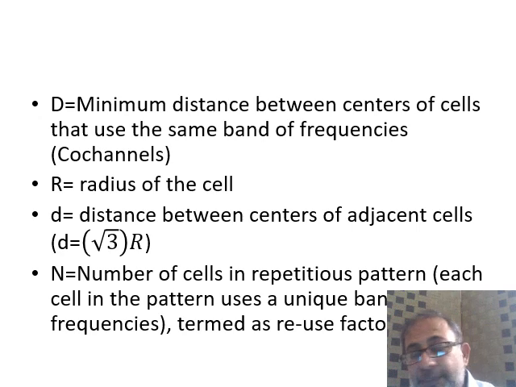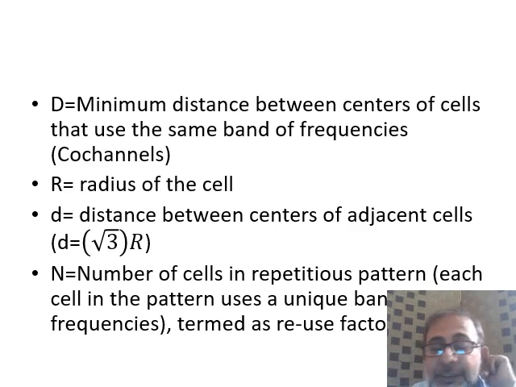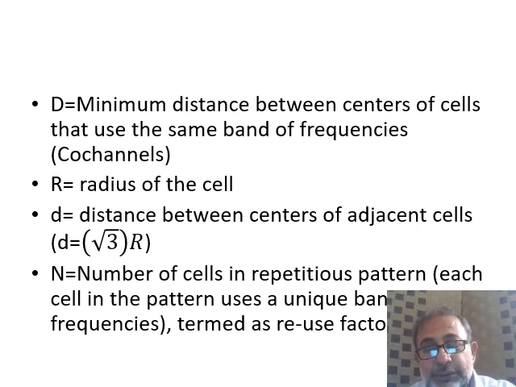Now, what is capital D? Capital D is the minimum distance between centers of cells that use the same band of frequencies, or the co-channel cells. Capital R is the radius of the cell as defined earlier. Small d is the distance between the centers of the adjacent cells, and small d is also equal to root 3 times R. We got this value using geometrical calculations, since we are using hexagonal patterns.